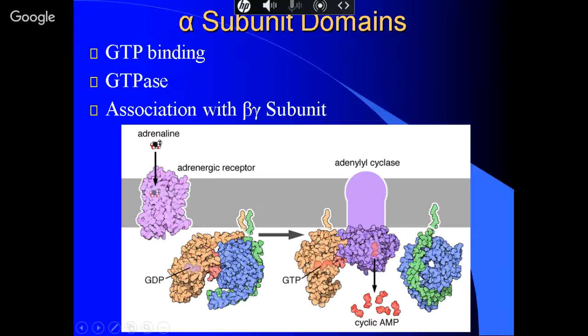In this configuration, the beta and gamma are off doing their own thing. The alpha, with the GTP bound, is able to interact with the adenylate cyclase, which is an enzyme, a membrane protein here, to generate cyclic AMP. Okay, that's how the system works. And now it's cyclic AMP which has the cellular effects.